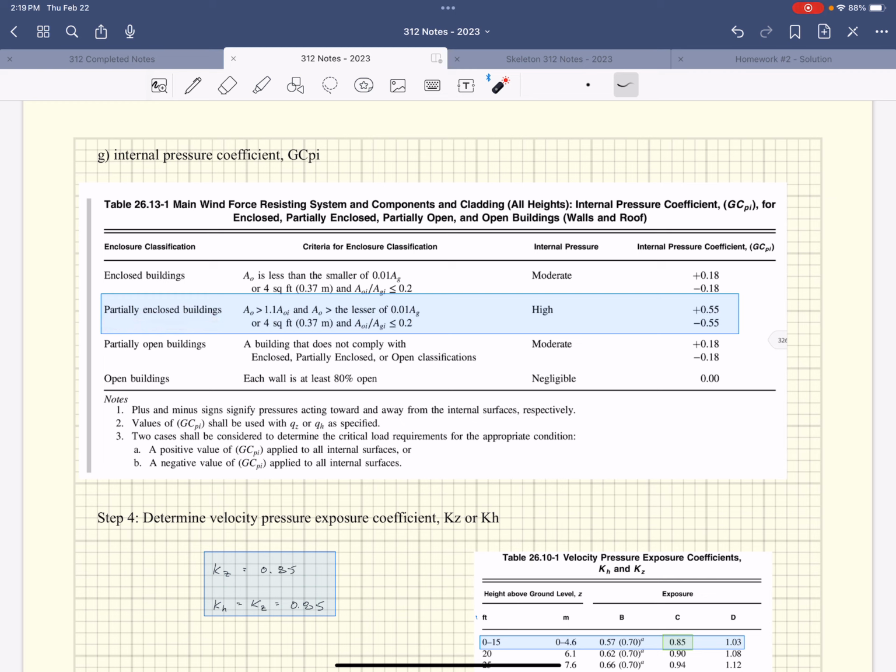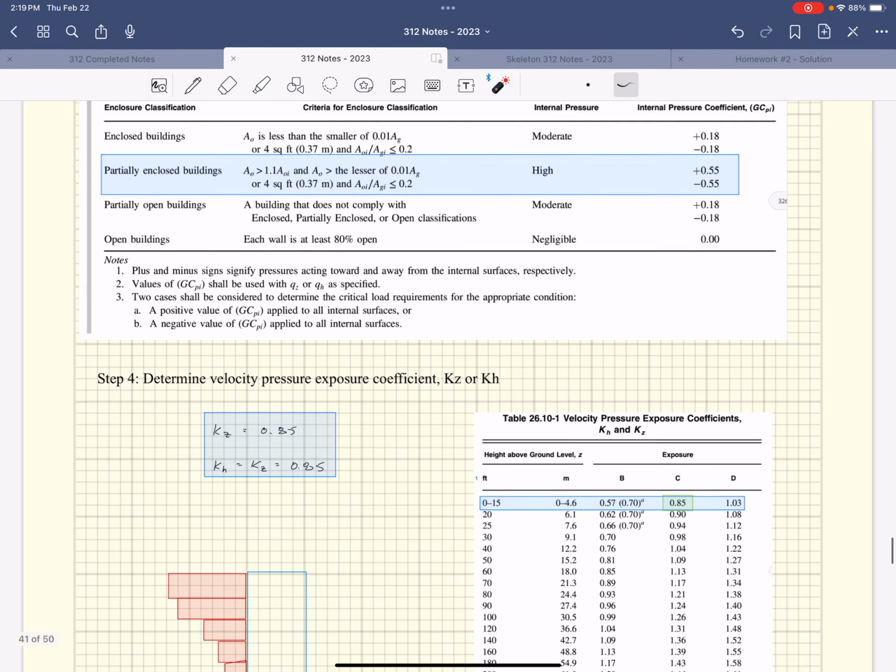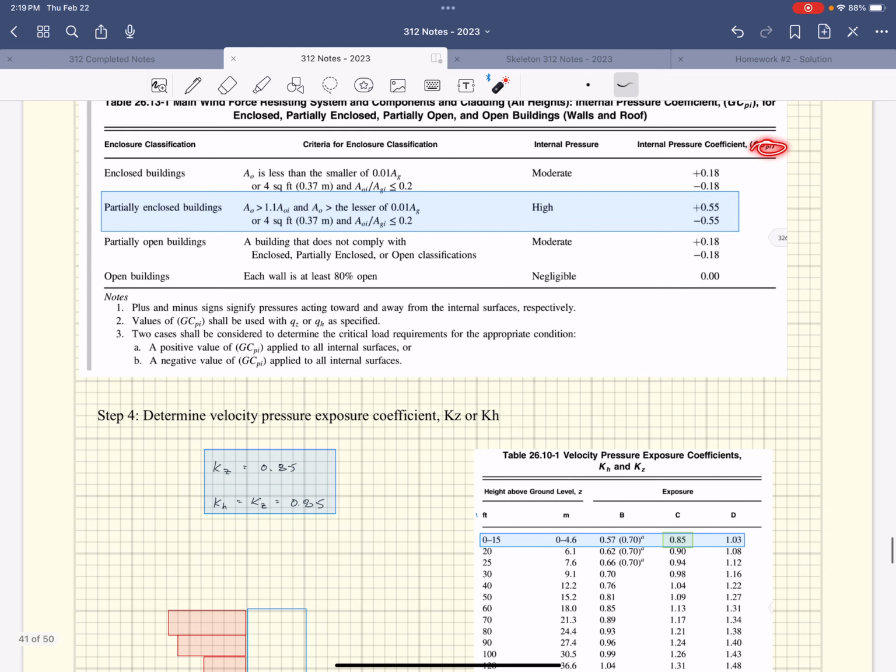Okay, and so we're going to use a plus or minus 0.55 for this GCPI value. That'll show up in our equations a little bit later. So plus or minus 0.55. We need those when we calculate internal pressures. Those apply to internal pressures. That's what the I is for, internal pressures.